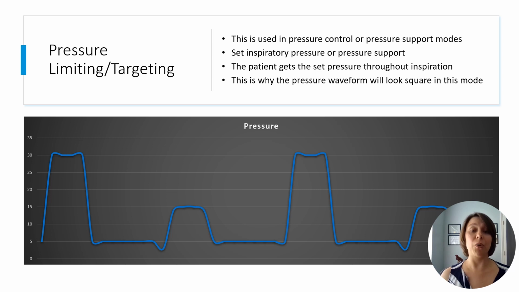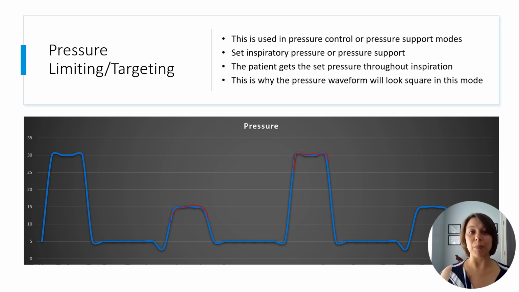So now we're really going to hone in on the actual mechanisms themselves. Let's look at pressure first. This is going to be used in pressure control or pressure support modes. We can set an inspiratory pressure or we can set a pressure support. The patient's going to get that pressure throughout inspiration, and that's why this waveform looks square. Sometimes it's a little rounder on our pressure support breaths. This is a pressure control breath.